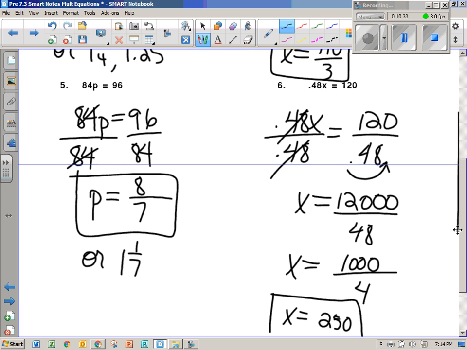And now you know how to solve one-step multiplication equations. And you'll get a lot of practice in homework 7.3. And that's a wrap, folks.